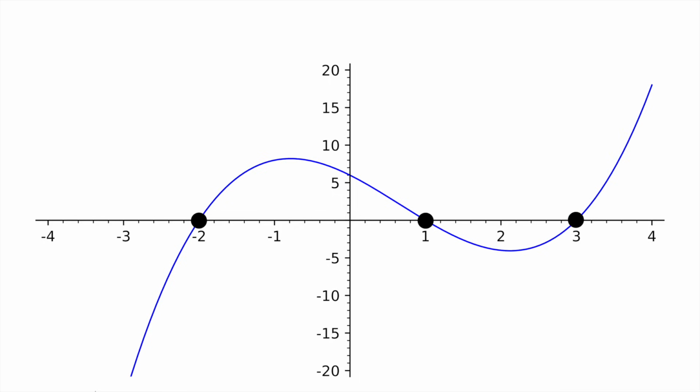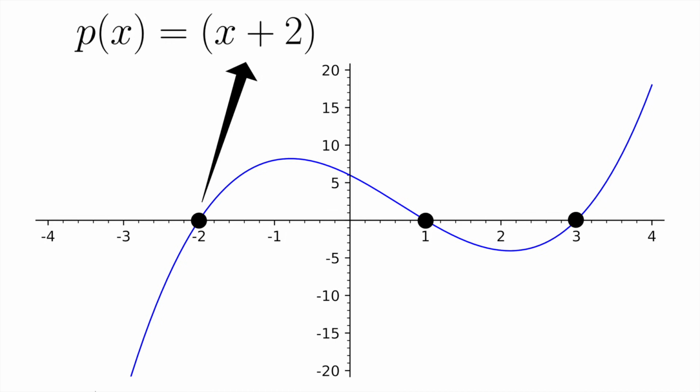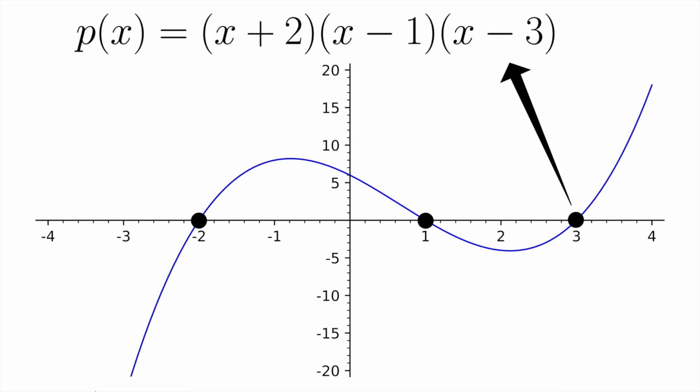And so we know we can factor out an x plus 2, an x minus 1, and an x minus 3. Meaning that if p of x is this polynomial, we could write p of x equals x plus 2 times x minus 1 times x minus 3 times some other polynomial q of x. If we knew a little extra information, like for example that p of x was a cubic, or that p of x only had these 3 zeros, then we would know that this q of x had to be constant.